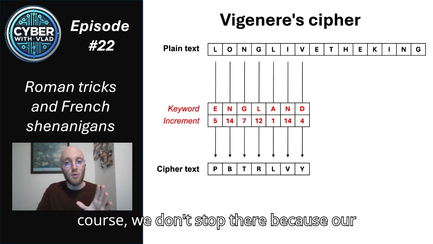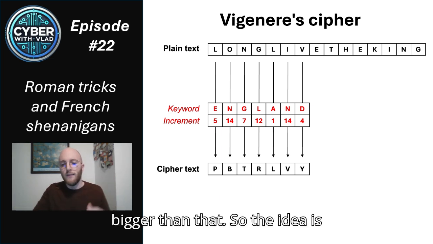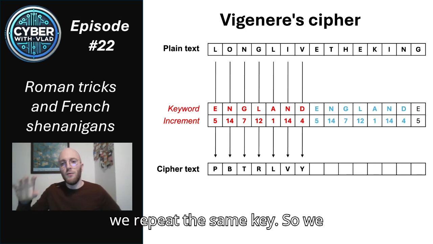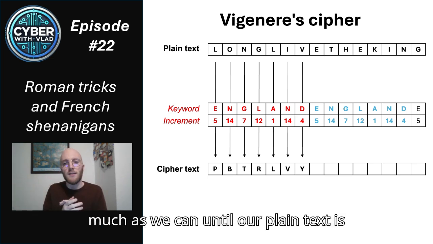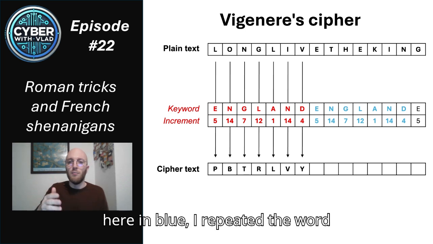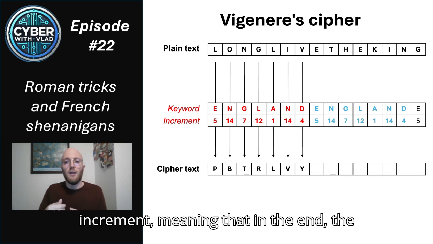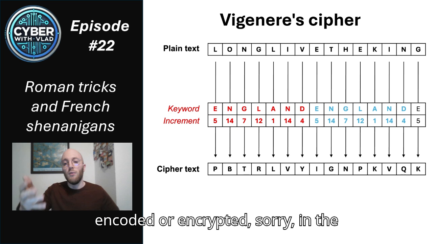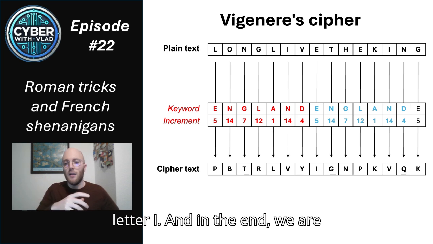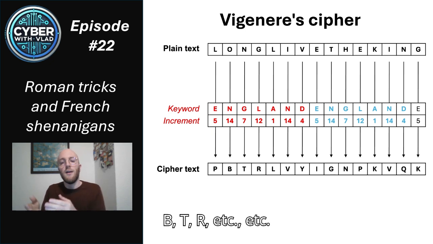And of course, we don't stop there because our plain text message is even bigger than that. So the idea is we repeat the same key. We slide the word England as much as we can until our plain text is completely covered. As you can see here in blue, I repeated the word England, which gives us the same increments, meaning that in the end, the letter E, for example, is going to be encrypted into the letter I. And in the end, we are presented with a ciphertext, which is P, B, T, R, and so on.